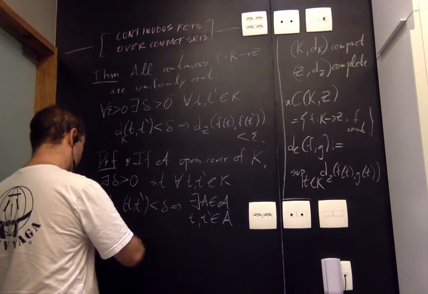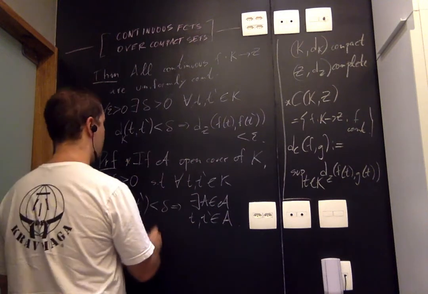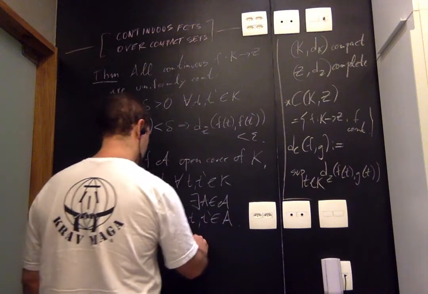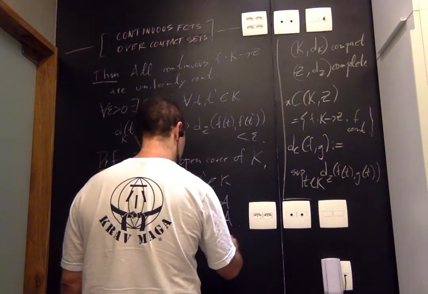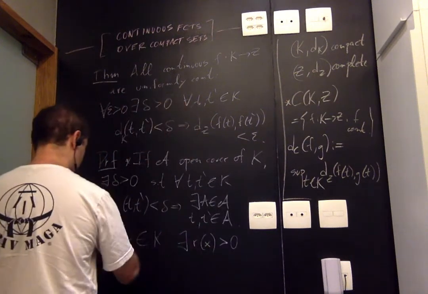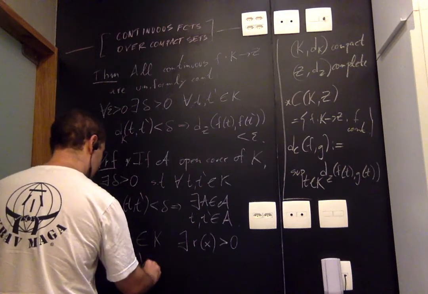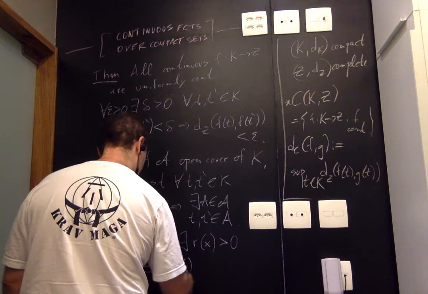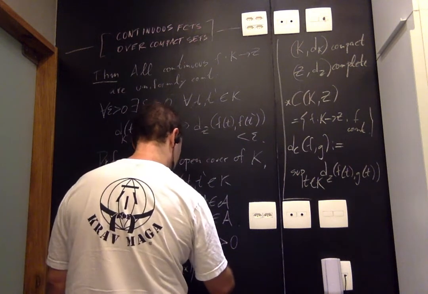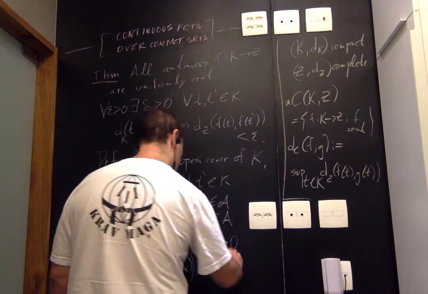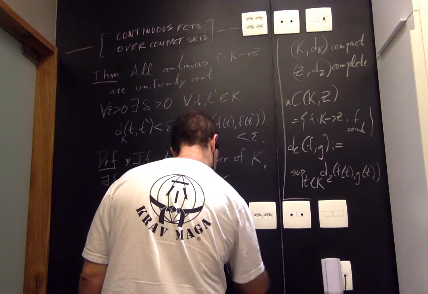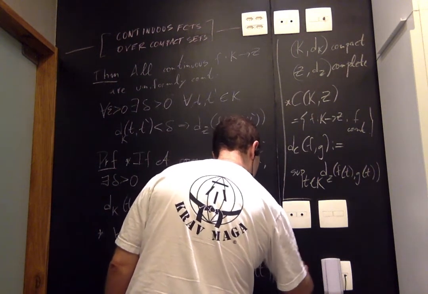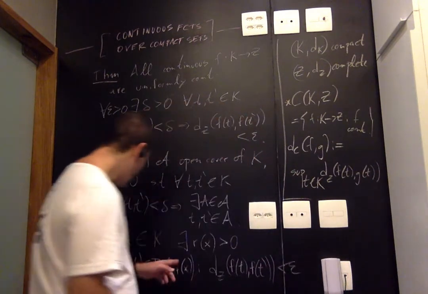I'm just going to say: for all x in K, there exists a positive radius r such that for all t and t prime in the ball of radius r around x, the distance between f of t and f of t prime is less than epsilon.